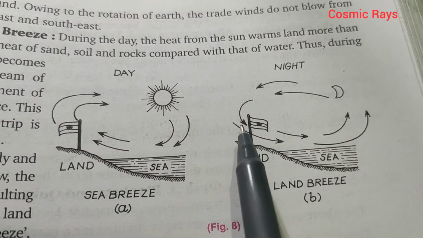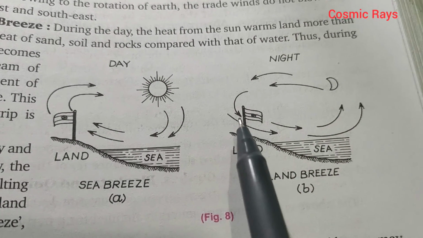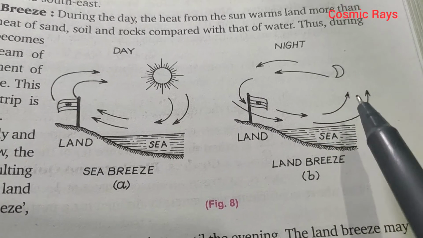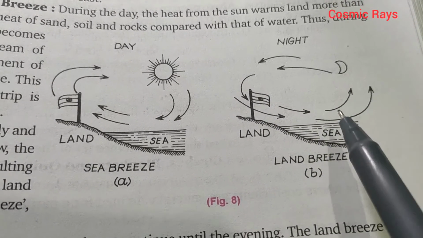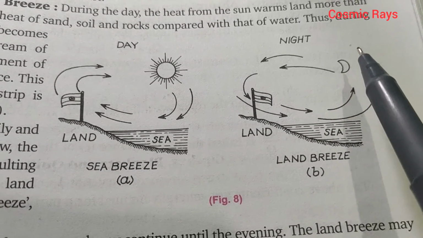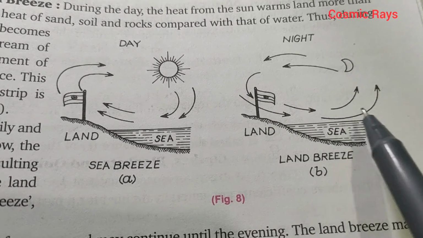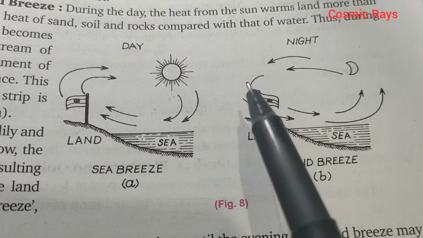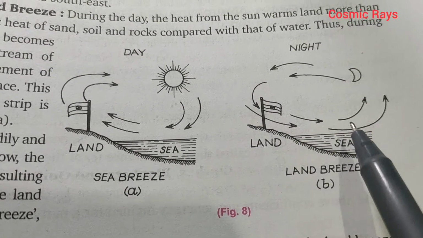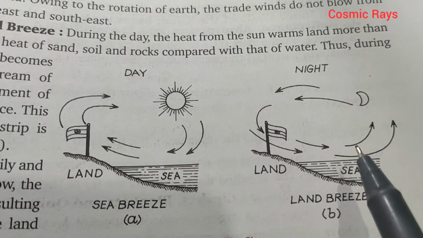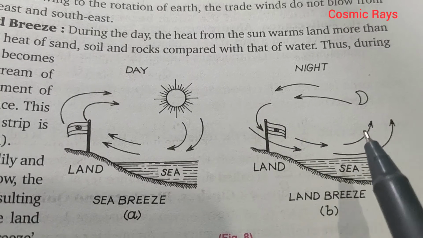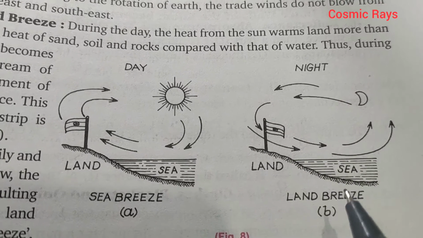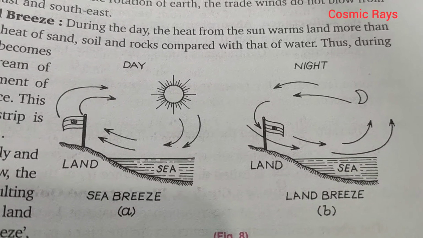At night, just the opposite of this happens. The land gets cooler or colder faster compared to the sea. So the air above the sea gets heated up and the air rises up. Once the air over the sea rises up, there is a vacuum created, and this will be filled up by the air coming from the land side. That is why this is the direction of the breeze, from the land towards the sea. That is why this is known as land breeze.